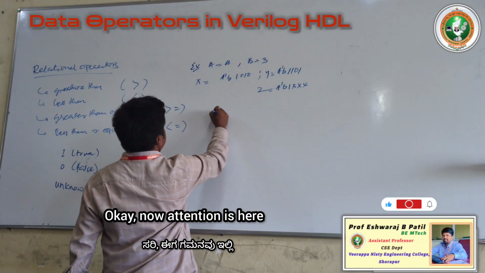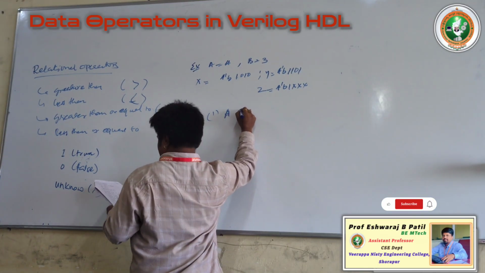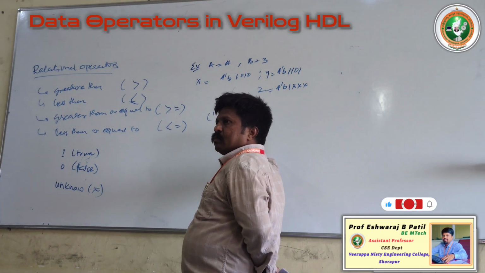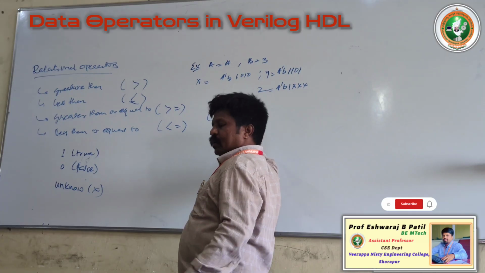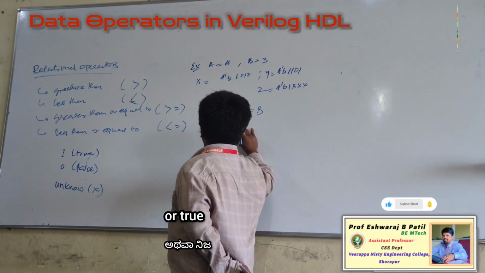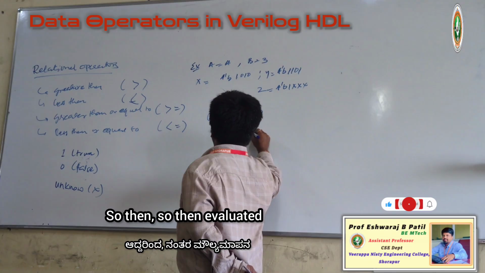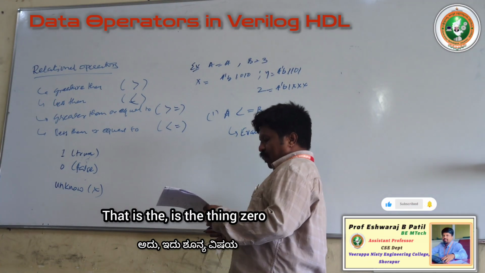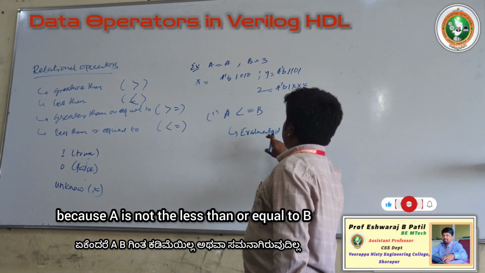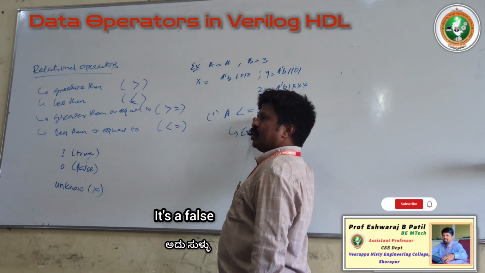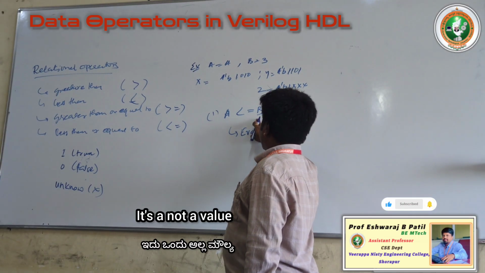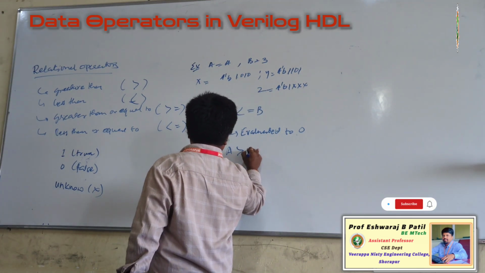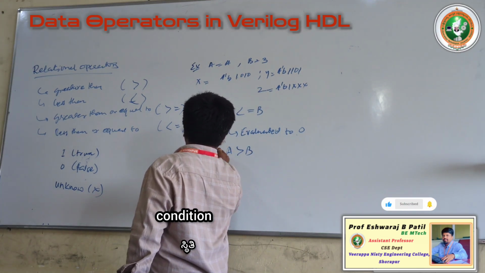Okay, now the condition is here. A is equal to, will be given in the examination. A is less than or equal to B, whether it is true or false? False. So what value do you get? You get false, that is 0, because A is not less than or equal to B. It's false, not a correct condition. So you get 0. Similarly, A is greater than or equal to B, greater than B.